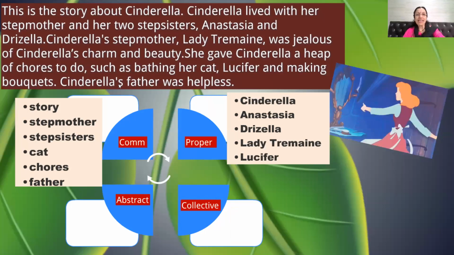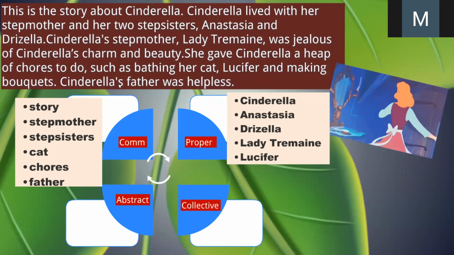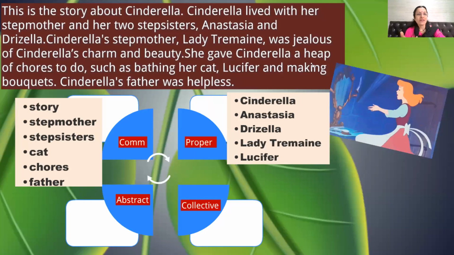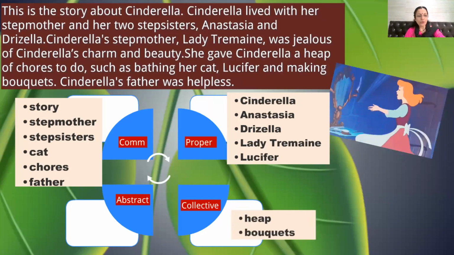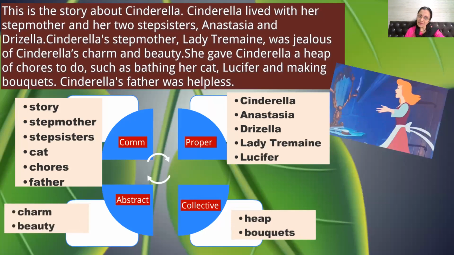All right. What about collective? Collective will be bouquet, heap of chores. And bouquets, of course, they have not written flowers, but we know bouquets of flowers. Very good. Heap and bouquets. And here it is charm and beauty.